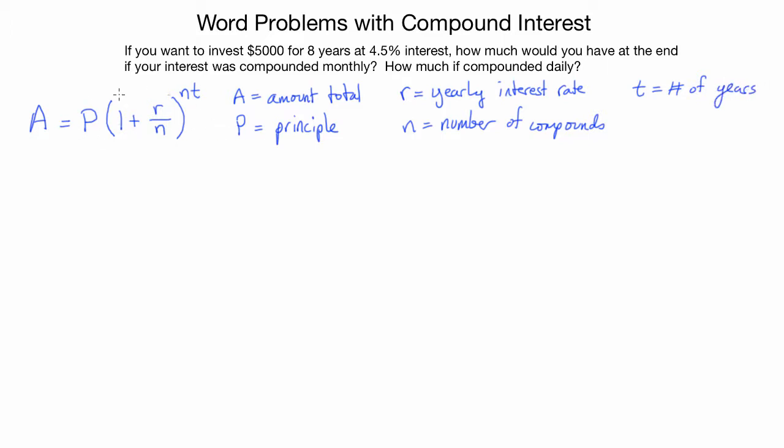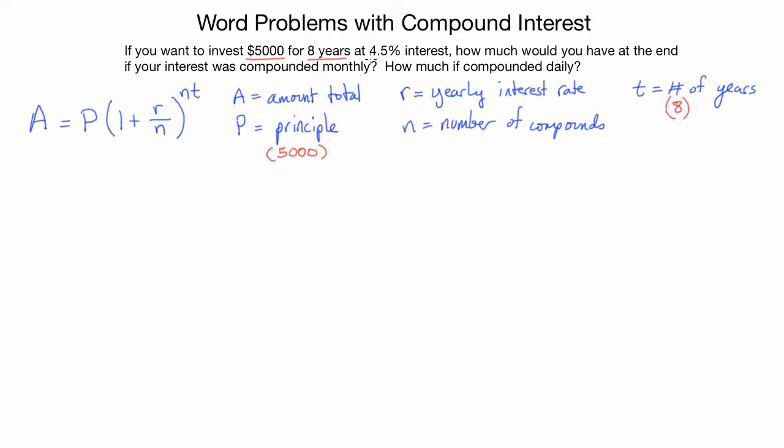All right, hopefully that makes sense of what this formula is about, at least what all the different letters mean. In our problem, we know that we're investing $5,000. So guess what my principal is? It's $5,000. I'm going to put that in. That's my starting amount. We're going for 8 years. So that's my value for t is 8.